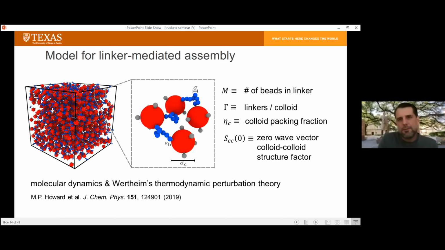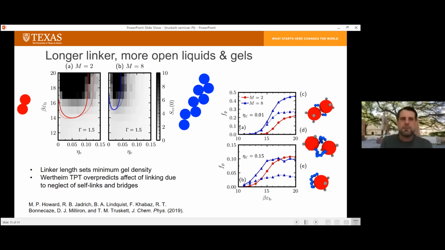And of course, the properties of these linkers will affect not only the structure of the resulting assembly, but also properties that are related to structure. And so the idea is that we could build this toy model and start to understand some of the physics behind what controls structure, phase behavior, and then ultimately properties in these systems. So here I'm just showing you some predictions from that model.